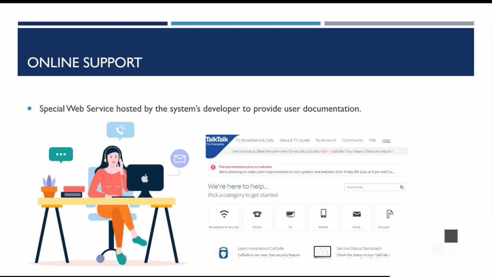So online support is basically a special web service that's hosted by the system's developer to provide user documentation.